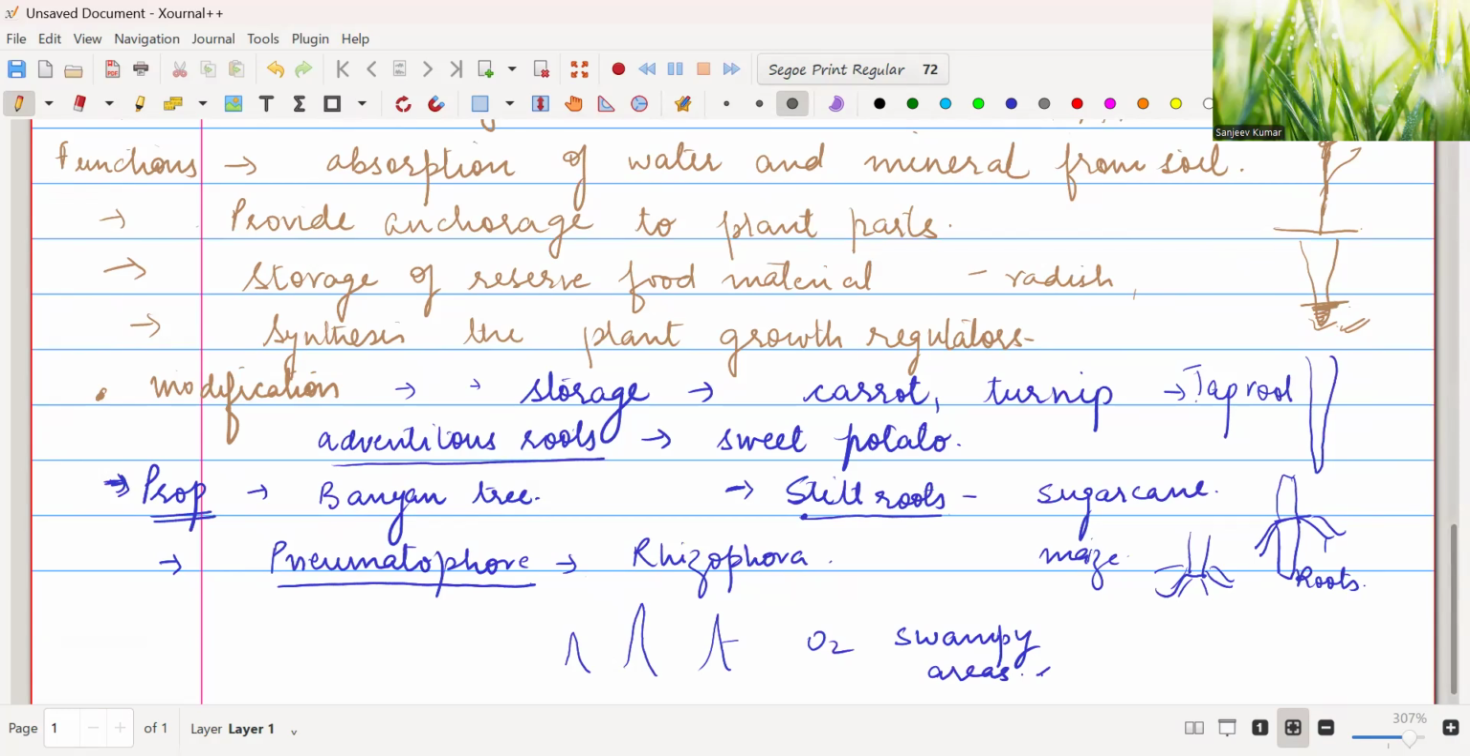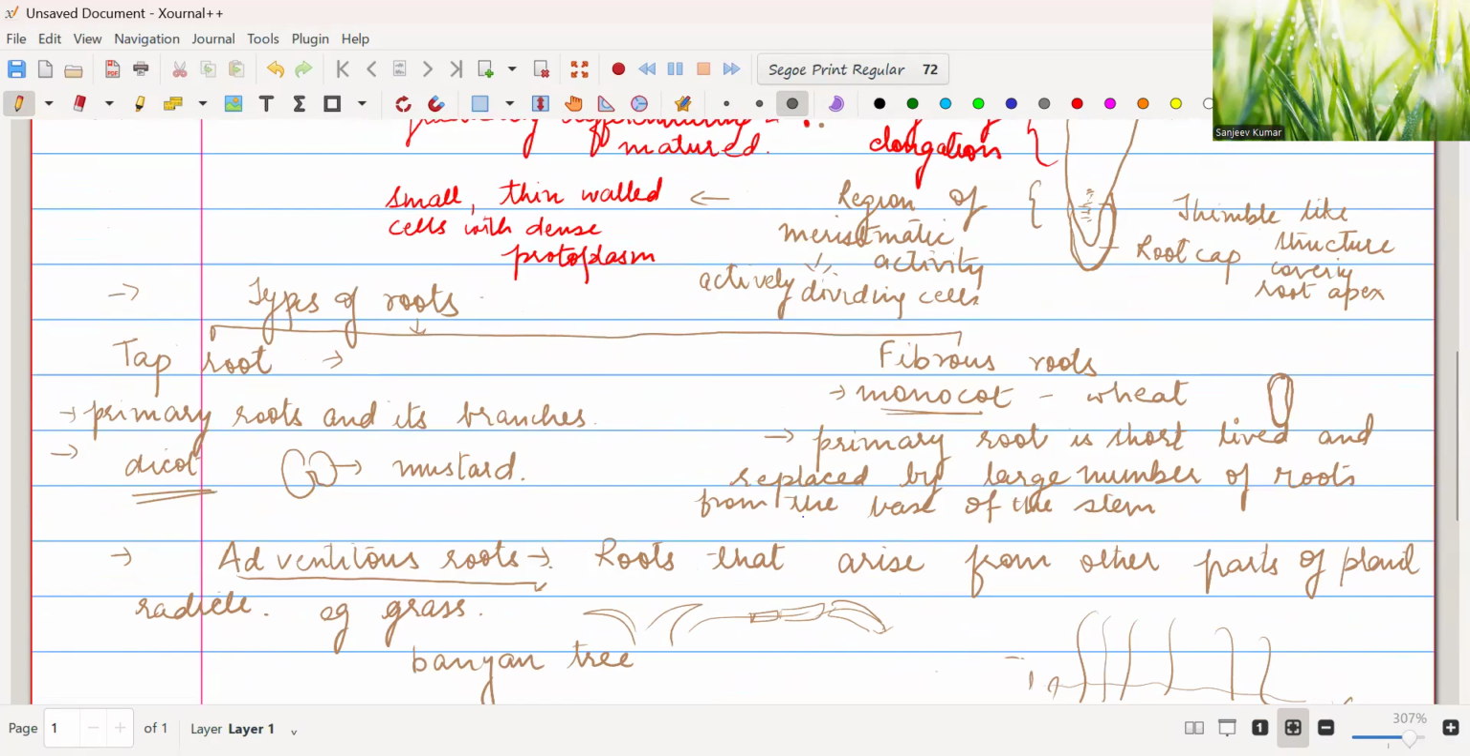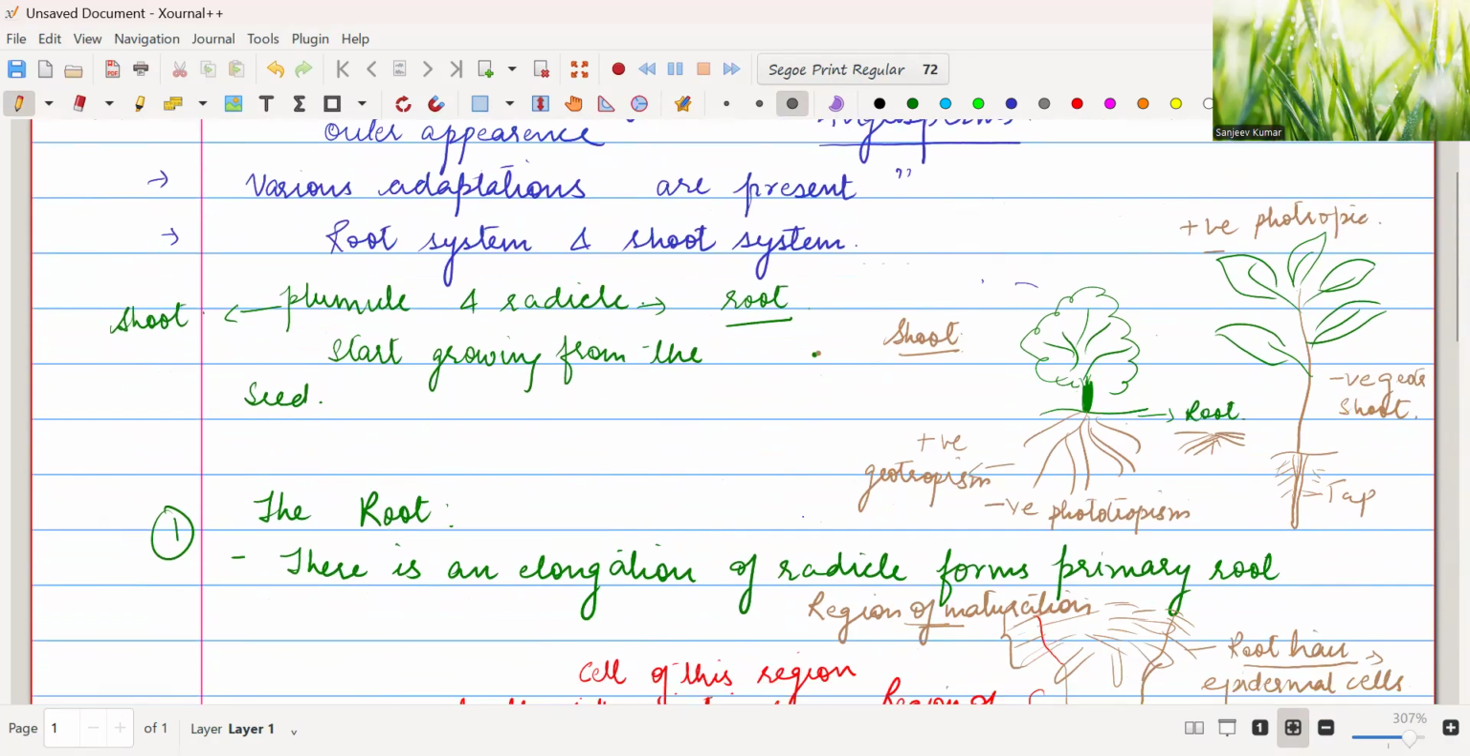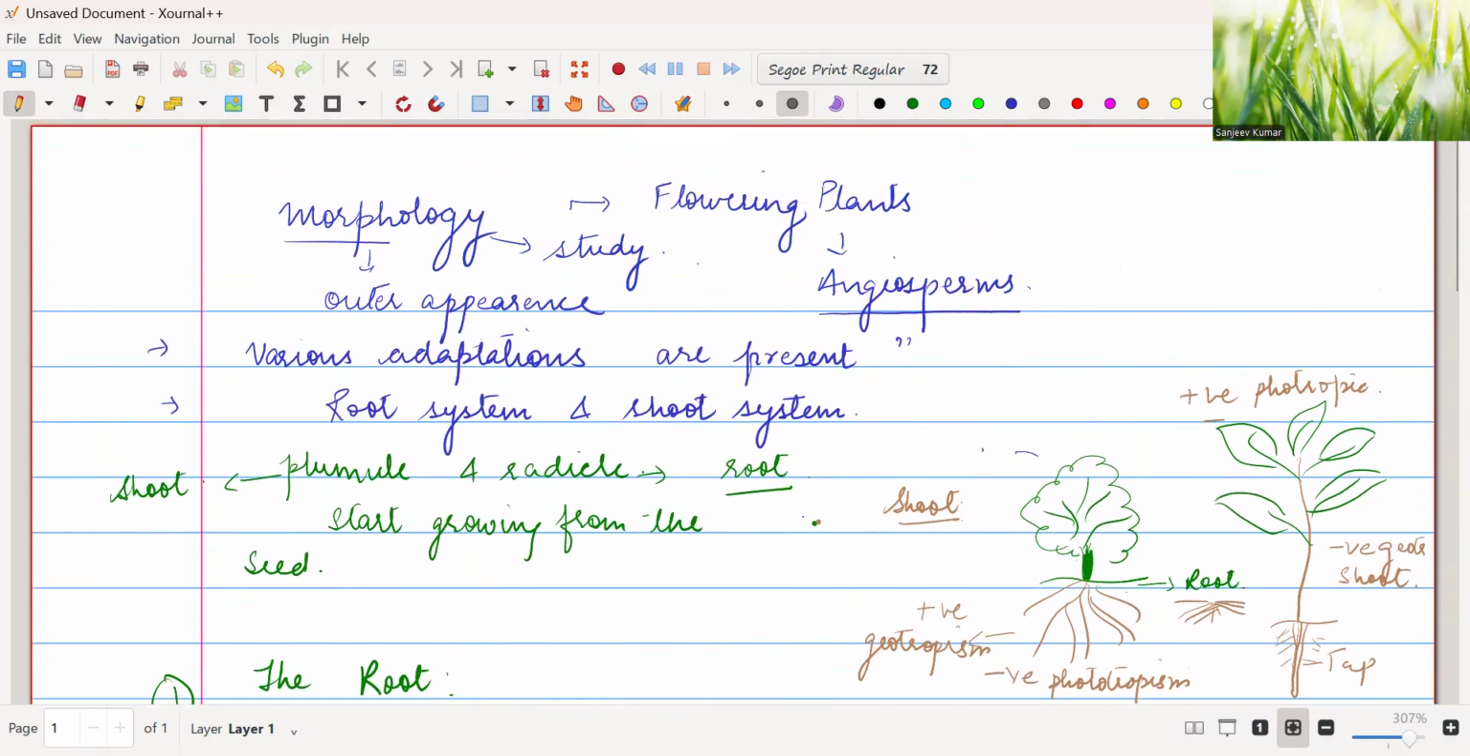When we're talking about morphology, we study how the root appears and how the different root systems look. So I think it's clear from the topic, morphology. Today we have talked about the roots. Now we'll talk about the shoot in the next video. Thank you. Hope you understood the topic.